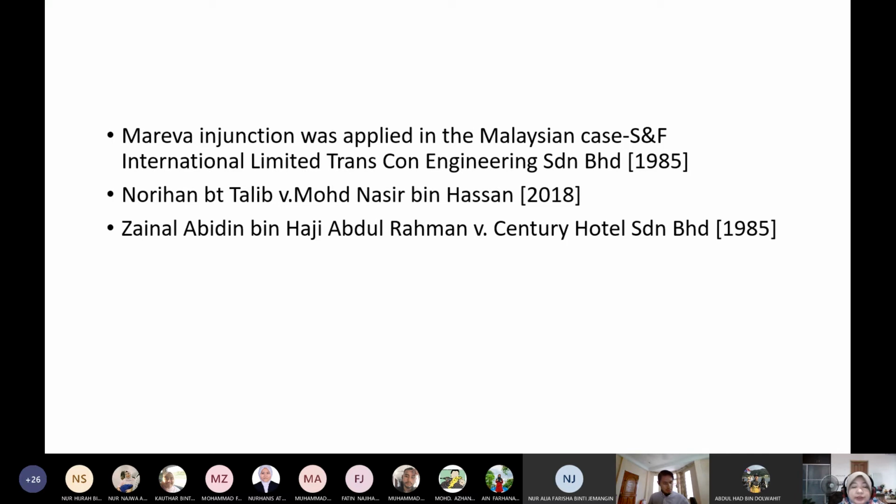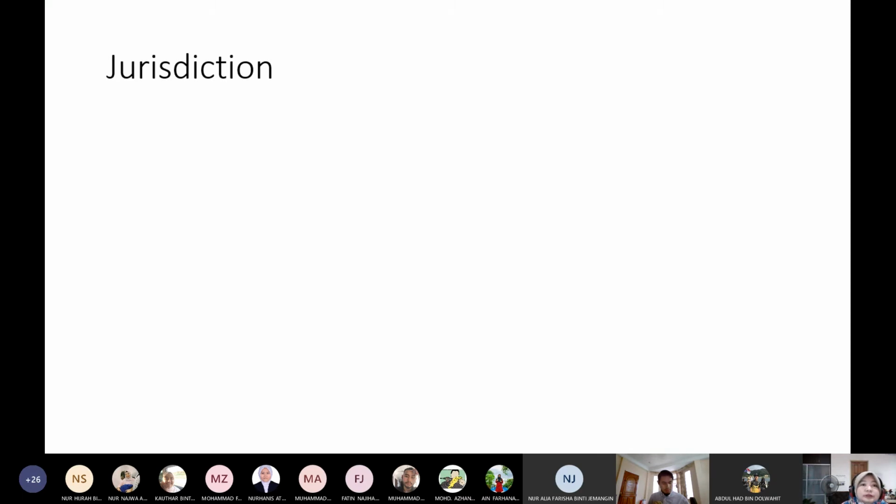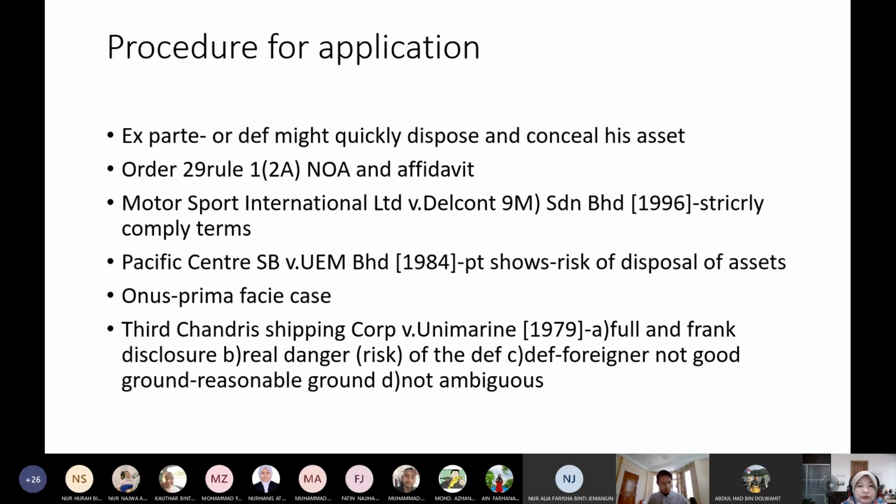You can read these cases on your own, because what we must know is, I'm going to cover it later, the procedure for this Mariva injunction. In order for you to apply for a Mariva injunction, these are the procedures that you need to comply with.